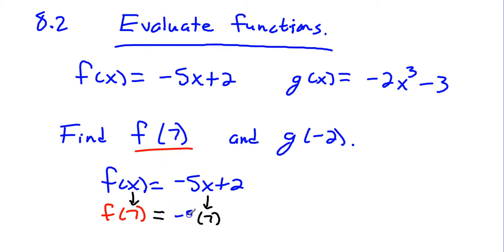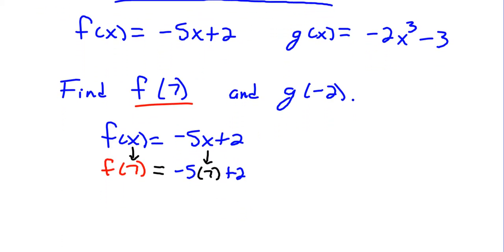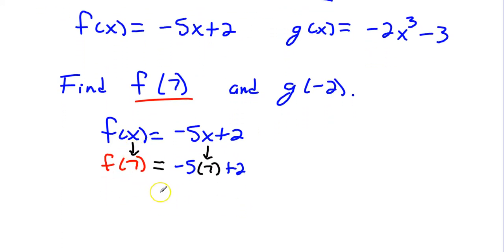We've got negative 5 times 7 plus 2. And with functions, again, you don't worry about what's happening on the left-hand side because that's just the notation part of it. It's negative 5 times 7, which is negative 35, plus 2. So that means negative 33. That would be your final answer you're looking for on that part.